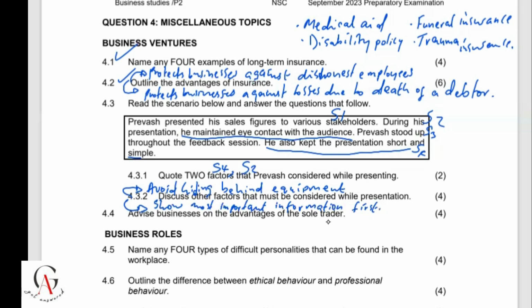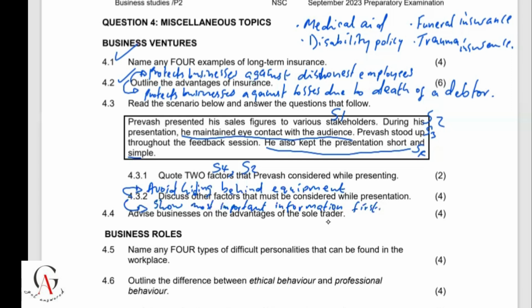Okay, so now let's check 4.4. So 4.4 reads as follows. Advise businesses on the advantages of a sole trader. So remember, a sole trader is that gentleman who operates in business alone. He doesn't have any other advice from anyone. He's alone in the business.